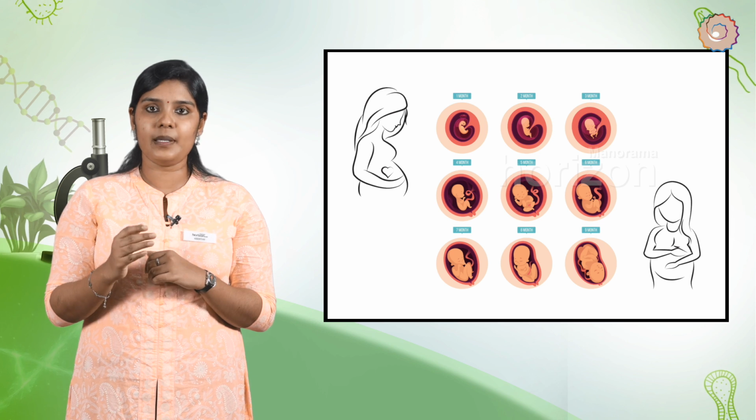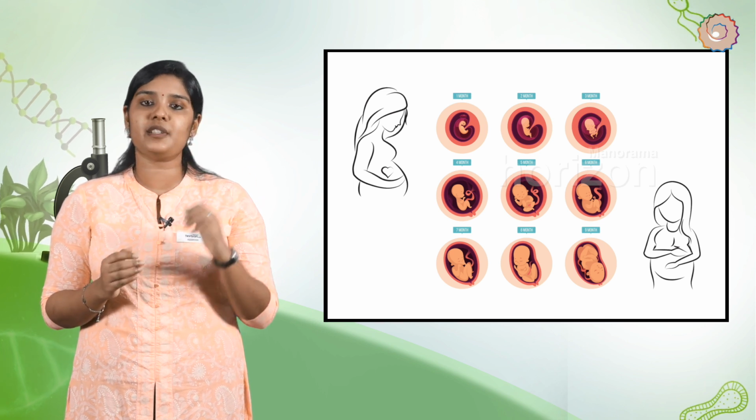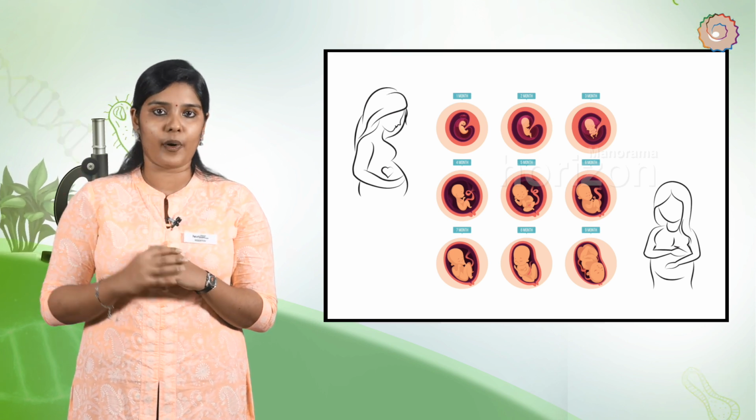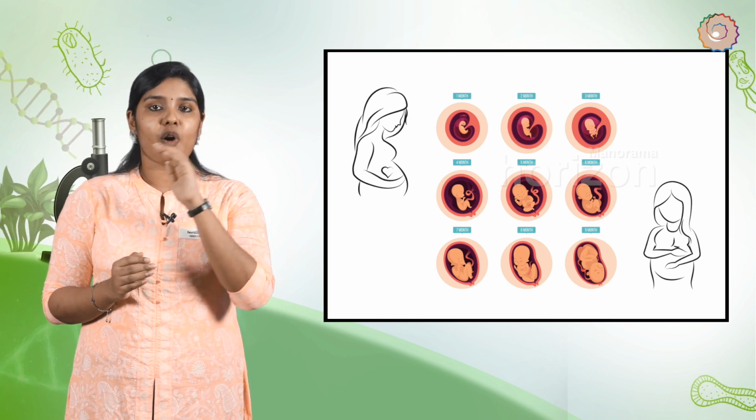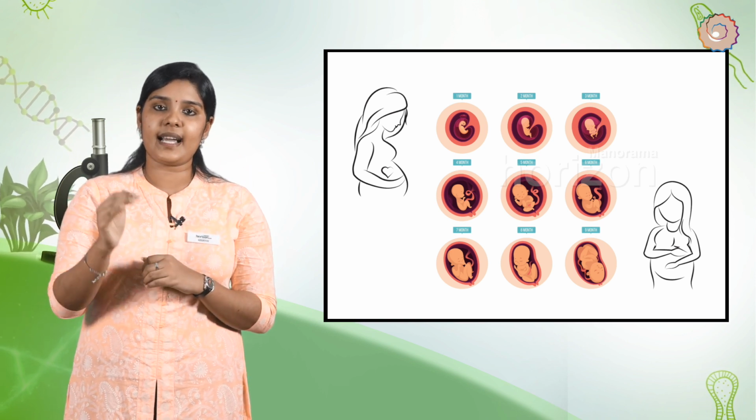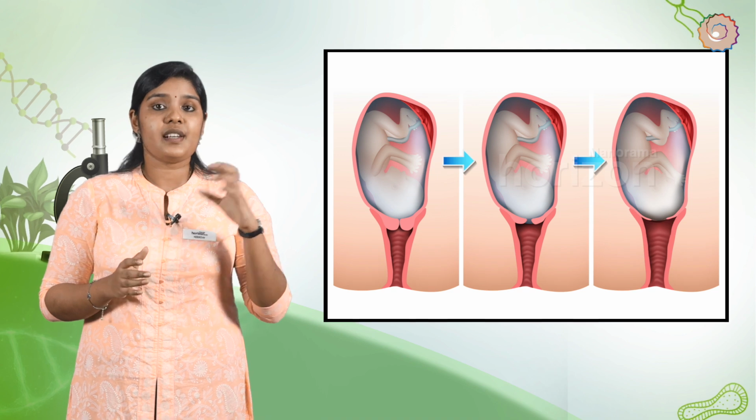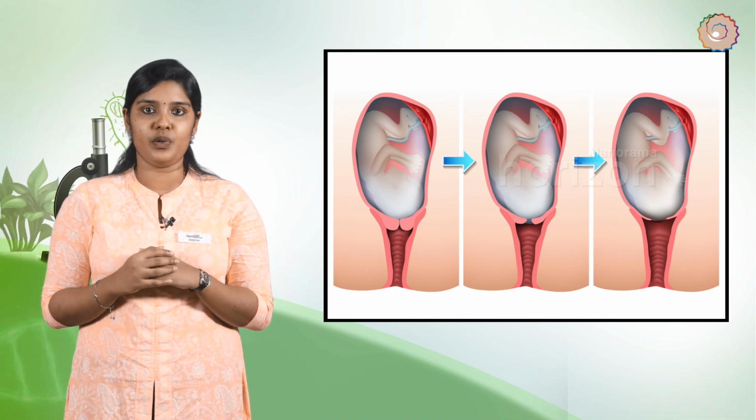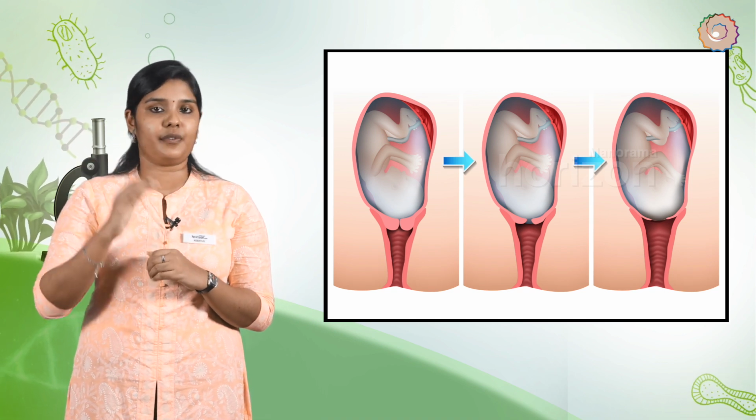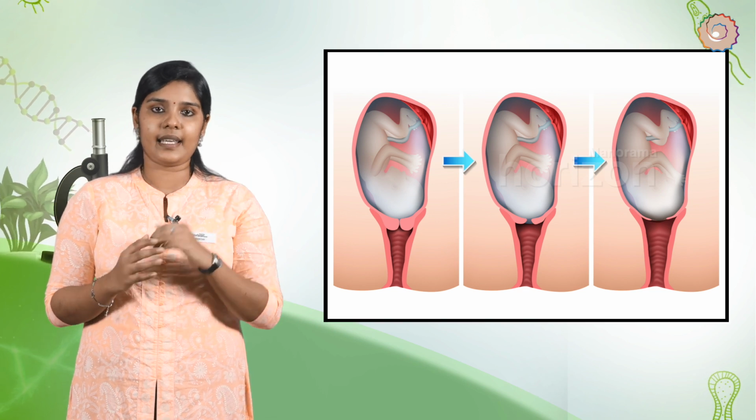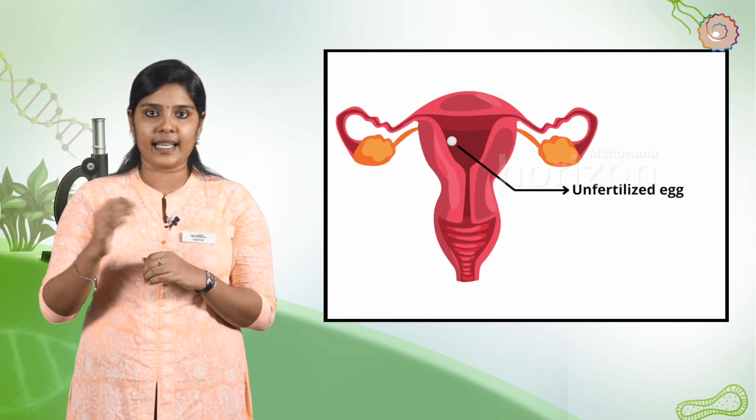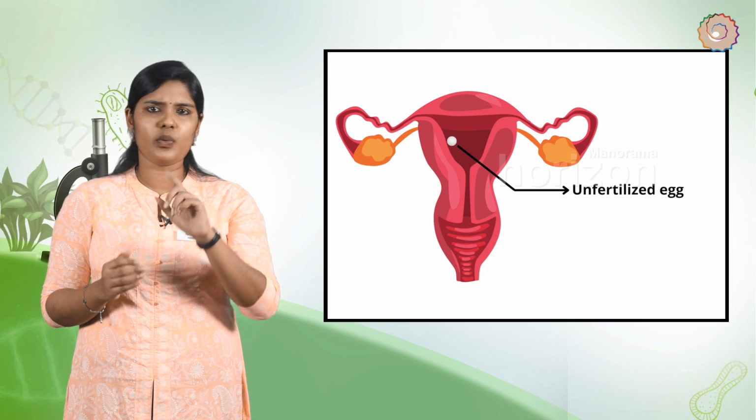It takes approximately 9 months for the development of a child inside the mother's body. And this period of fetal development is termed as gestation period. Rhythmic contraction of muscles of the uterus leads to the delivery of the baby. In another case, if the egg is not fertilized, it lives for about 1 day.